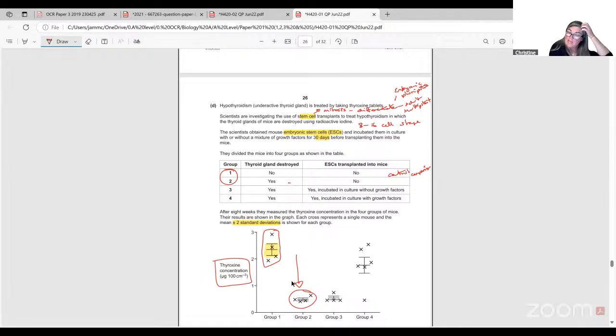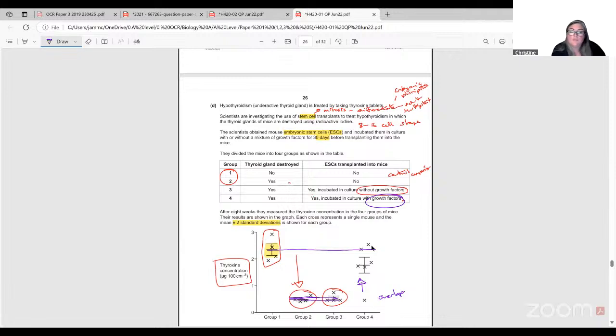Right, what did they do to 3? Yes, they were destroyed. Yes, incubated in culture, but without the growth factors. Yes, it was destroyed. Yes, it was incubated and with growth factors. Okay, so we can see if they were given the culture but no growth factors, there's no real difference between group 2 and group 3. Although the mean is slightly higher, one thing to note is if I take my point across, I can quite clearly see that there is overlap of my error bars. If I do give growth factors, there is an increase, but not enough to get me to the same mean as that.